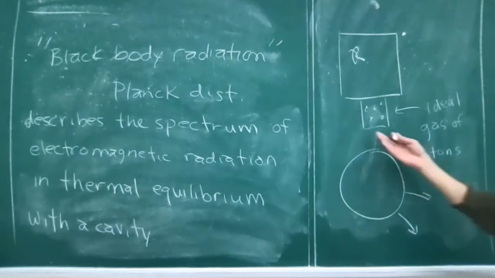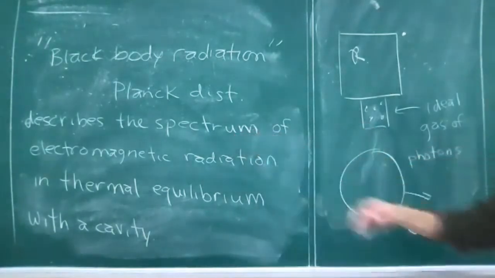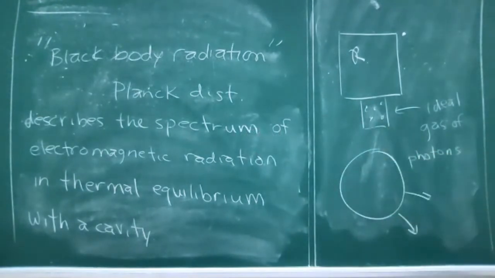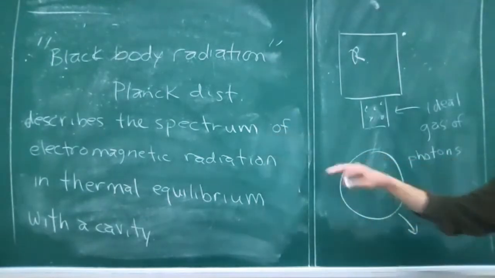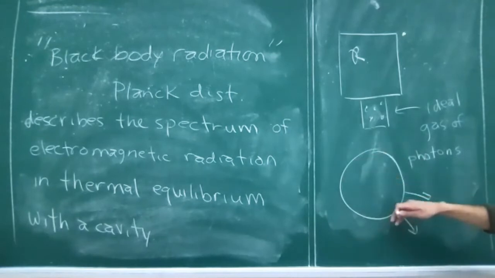Once we analyze the spectrum, because so little of the radiation is escaping, the spectrum tells us a lot about the state of equilibrium of the sun.